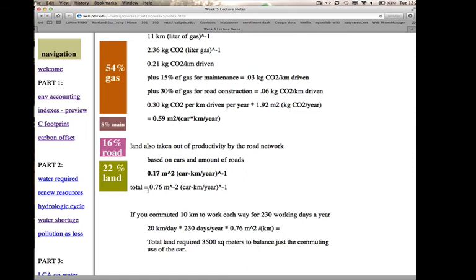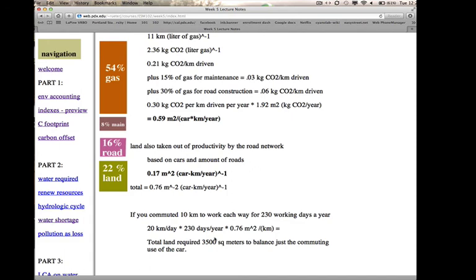Now, that doesn't really mean too much by itself, but let's say you commuted 10 kilometers to work each way, 230 working days a year, just for commuting. You'd multiply the number of days, the distance, and the number of meters squared per kilometer you need, and you'd need about 3,500 square meters just to balance the commuting use of one car for one person. So that's about the size of a football field.